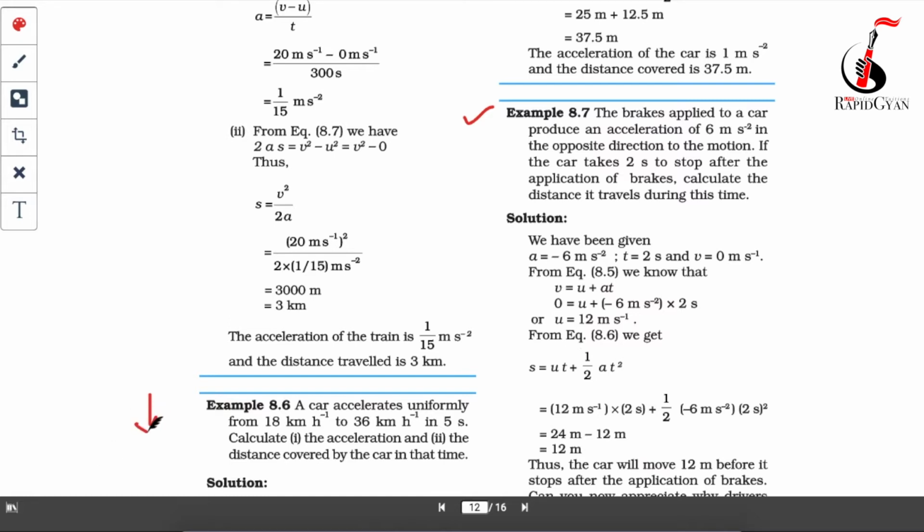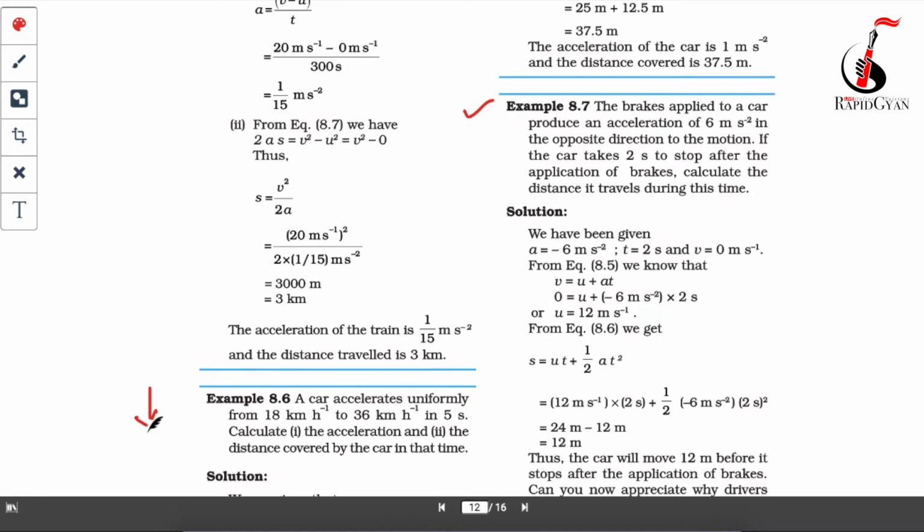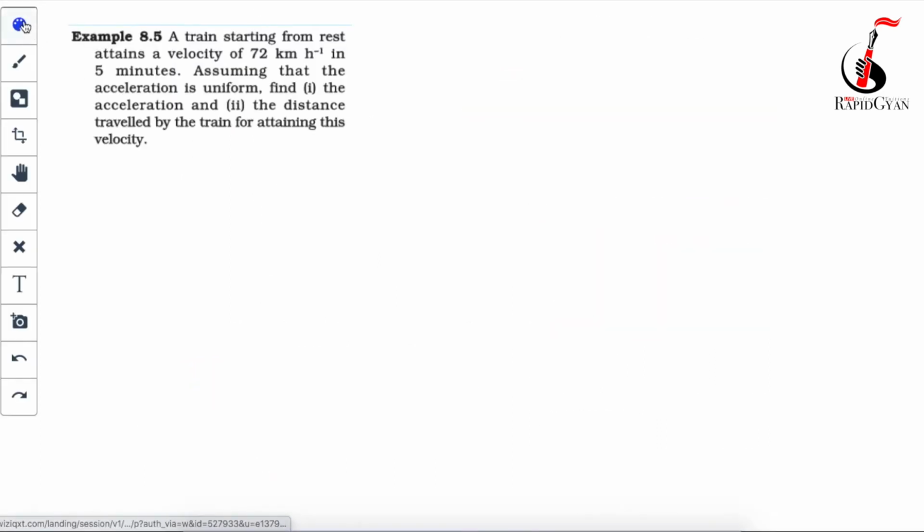And now let's start with your numerical. So the first question is saying, okay, I have written it over here. It's showing that a train is starting from rest. So guys, see, it's very important to read the questions carefully.